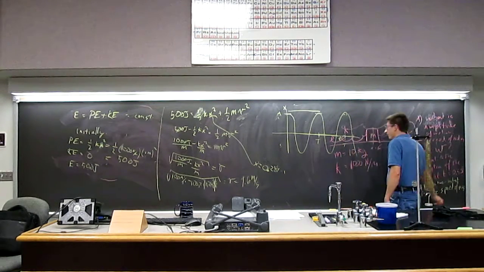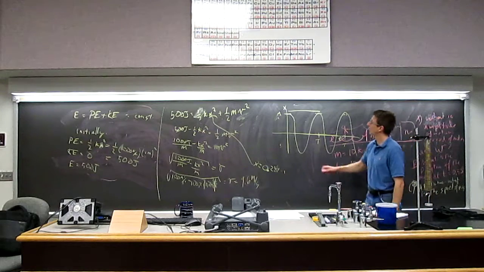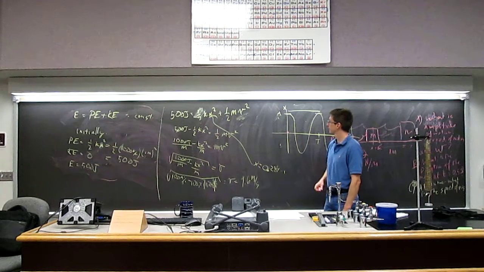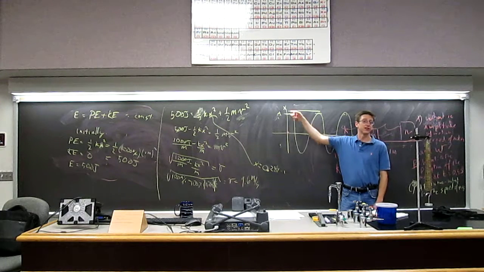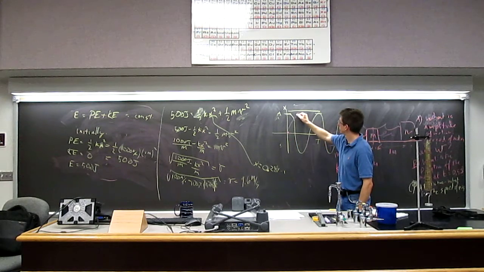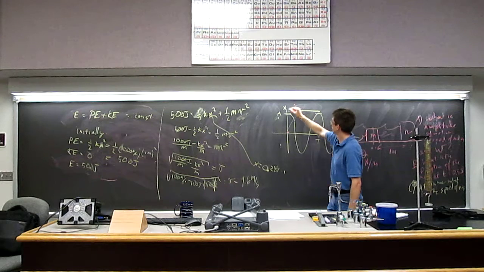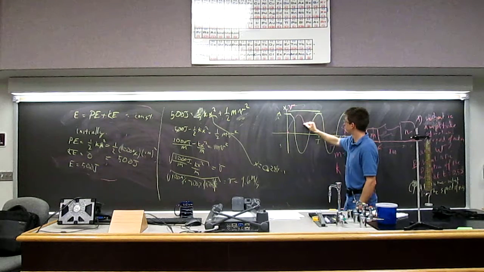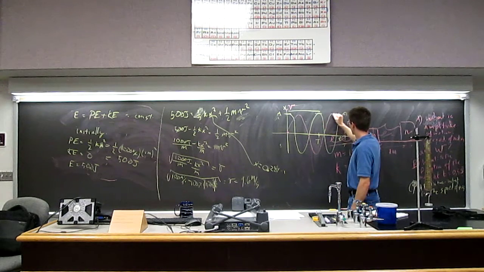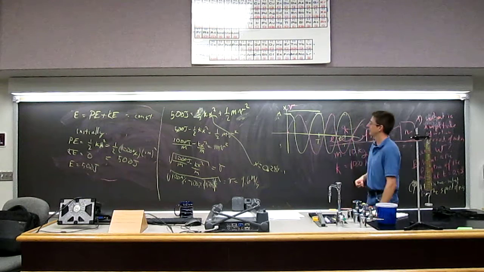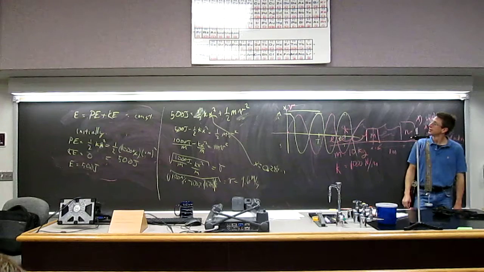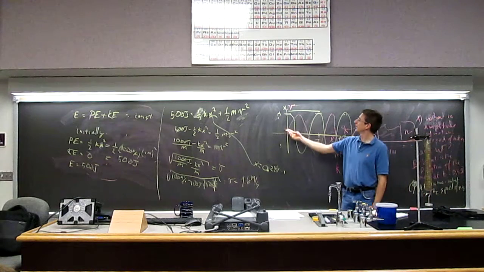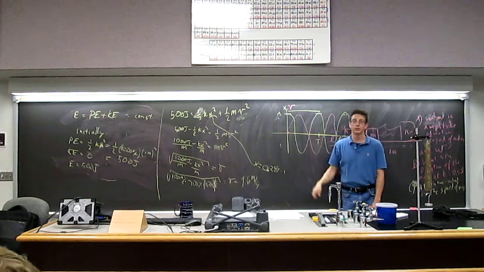Now, if I were to overlay that on a plot of the velocity, velocity would start at 0, where it's at its maximum amplitude. This would be velocity as a function of time, kind of offset like that. And the total energy here would be constant.